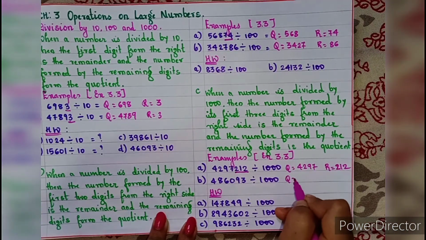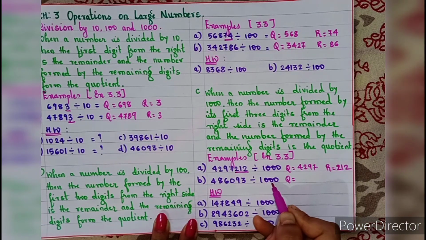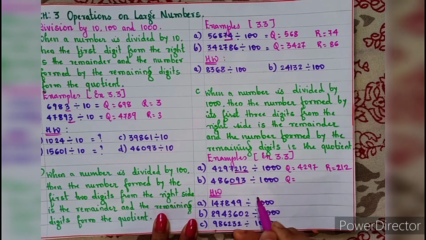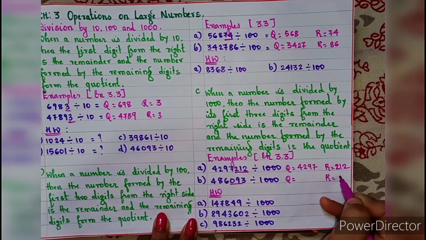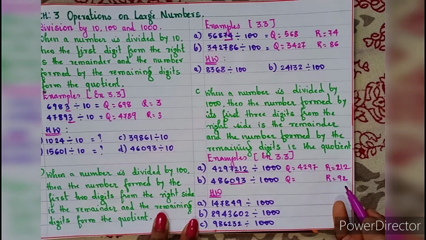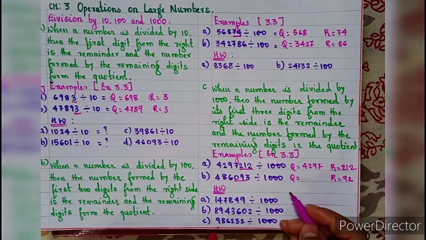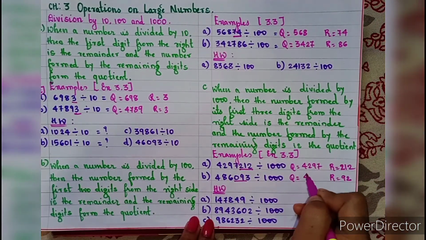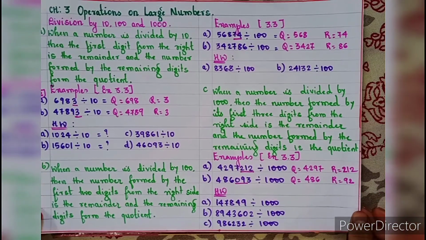Similarly, we are going to solve the next sum 2, as we are dividing this also by 1000. The last three digits will be the remainder. Thus r is 92. Either you can write 092 or 92. The value remains the same, the value doesn't alter. Next, what is the quotient then? The quotient is 486. So this way we have to solve the remaining sums.